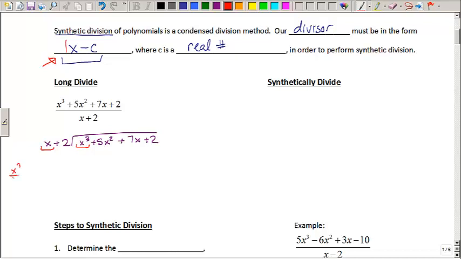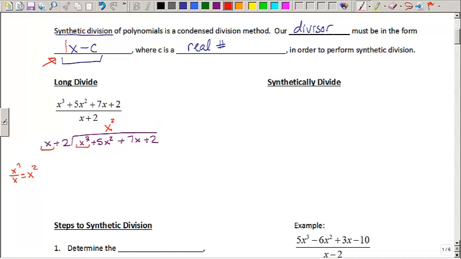So x cubed divided by x. And that's going to get me x squared. And we're going to put that up at the top where the quotient belongs. I like putting the x squared in the x squared column. Everything should be nice and neat, lined up. X cubes are in the first column, x squares are in the second, x's are in the third, and numbers will be the last.